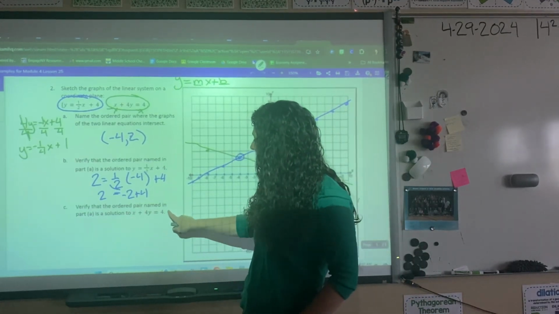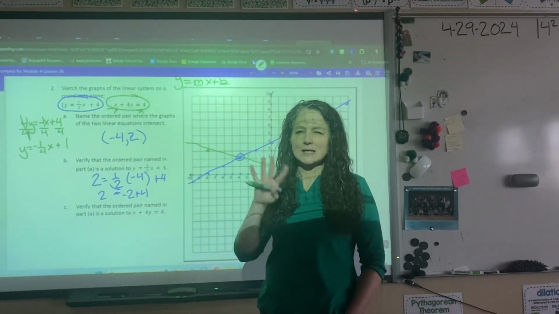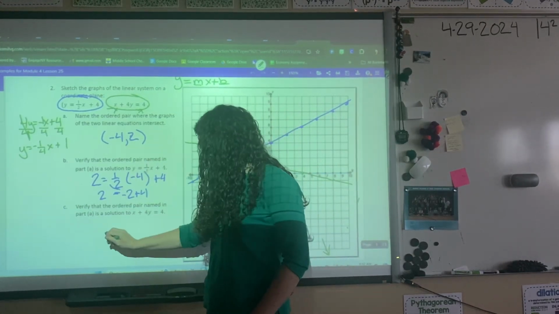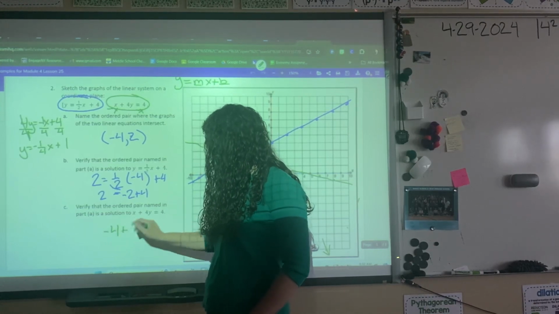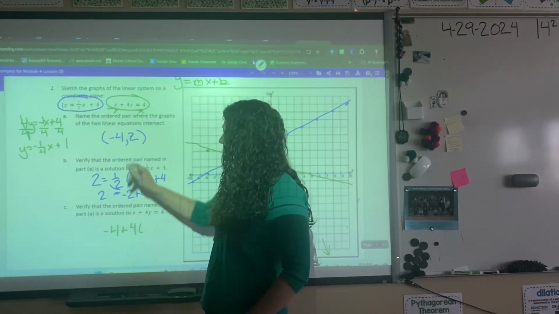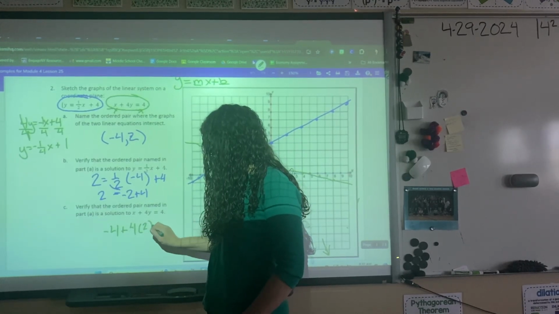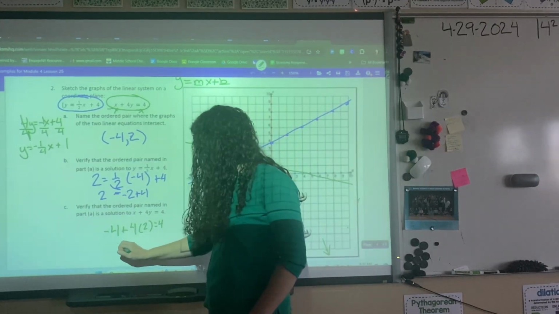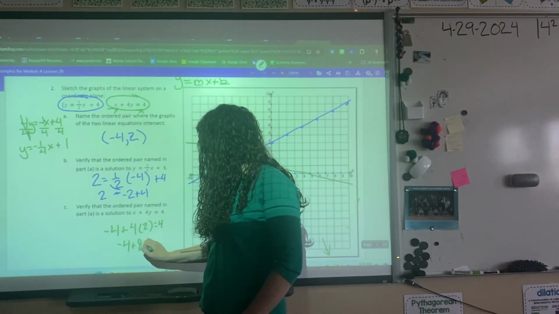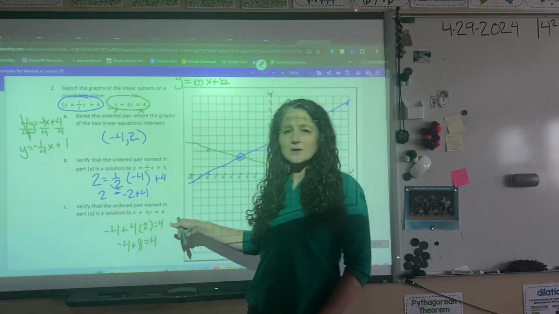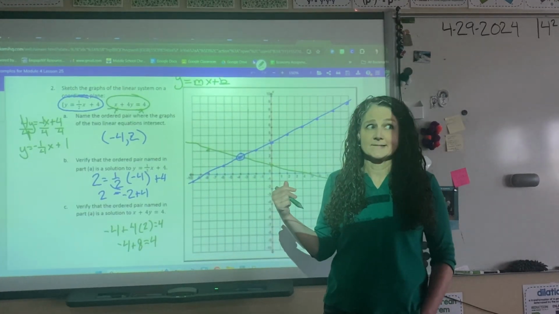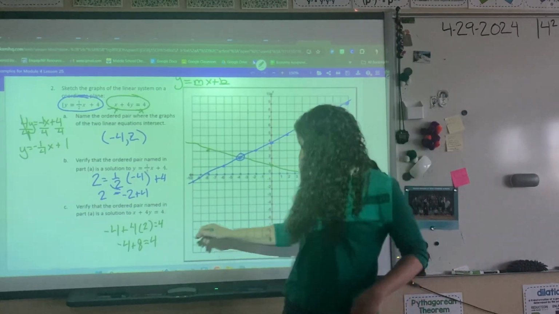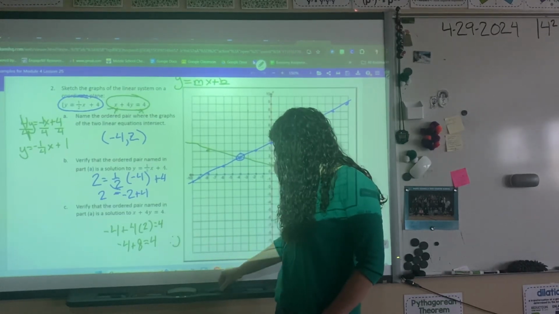Now, I put this one in slope-intercept form, but when I'm substituting in, I don't need to worry about that. So we're going to have x. Our x term was -4. -4 plus 4y. So 4 times 2 equals 4. So what is 4 times 2? 8. -4 plus 8 equals 4. Does -4 plus 8 equal 4? Does 8 minus 4 equal 4? Yes. So does it work? Happy day! And they both work.